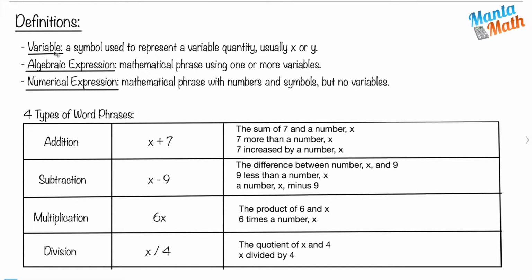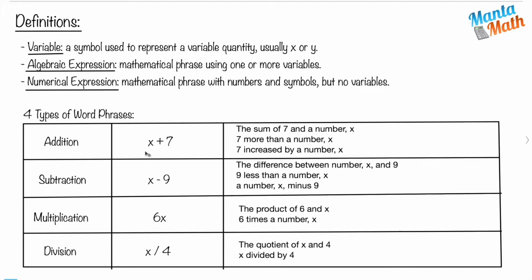A variable is a symbol used to represent a variable quantity, usually x or y. An algebraic expression is a mathematical phrase using one or more variables. A numerical expression is a mathematical phrase with numbers and symbols, but no variables. Again, we're just going to cover this later in the section. I'm just introducing them. There are 4 types of word phrases: addition, subtraction, multiplication, and division.